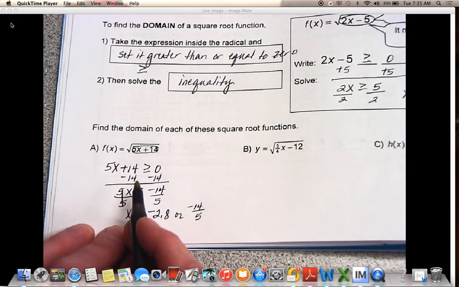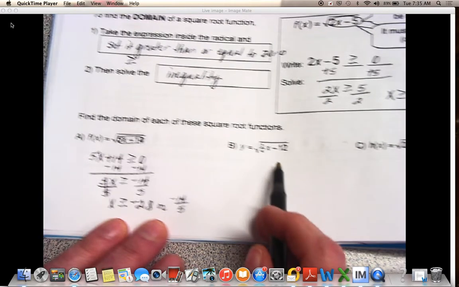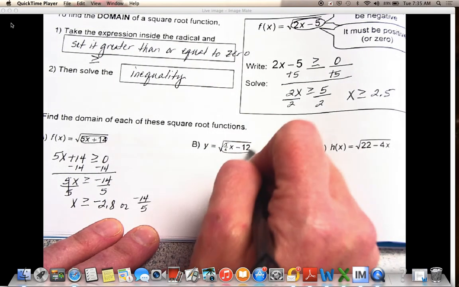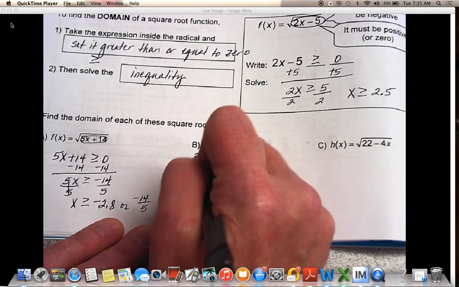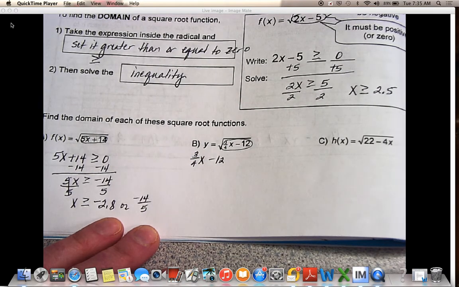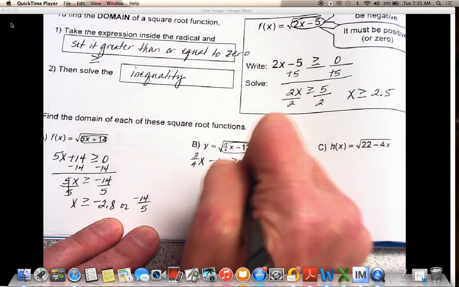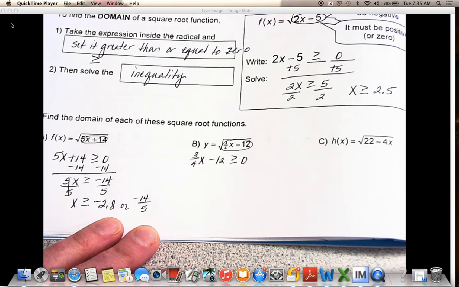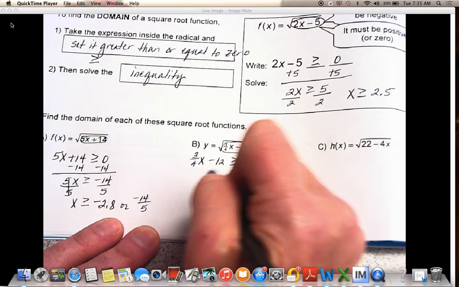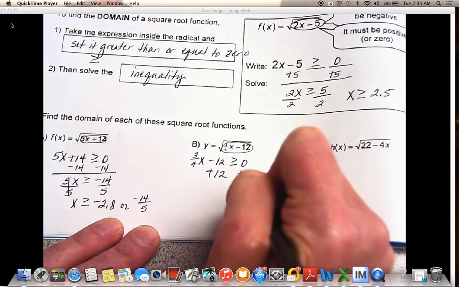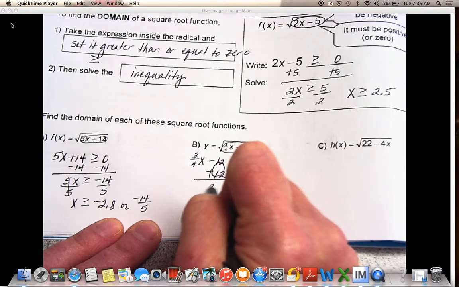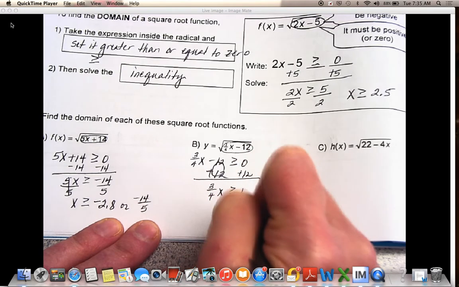We're going to do the same thing over here on B. You're going to take what's underneath the radical. So in this case, it's 3/4 x minus 12. For our restricted domain, it's got to be greater than or equal to 0. So we are going to add 12 to both sides. That'll give us 3/4 x greater than or equal to 12.